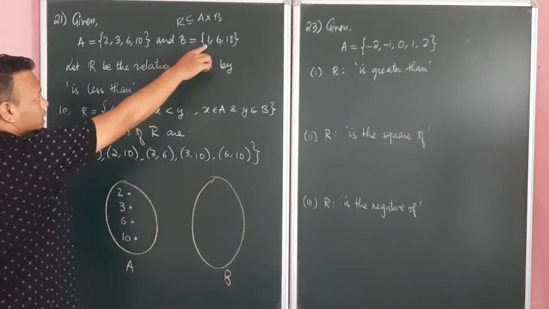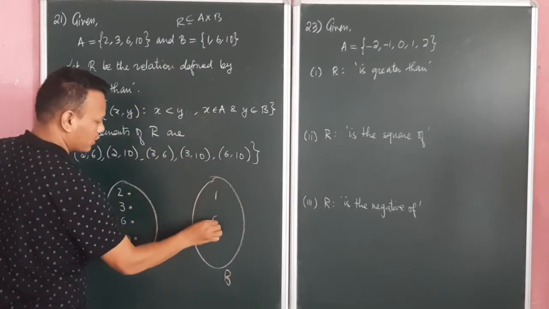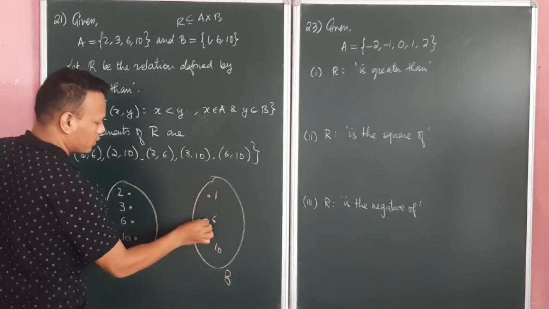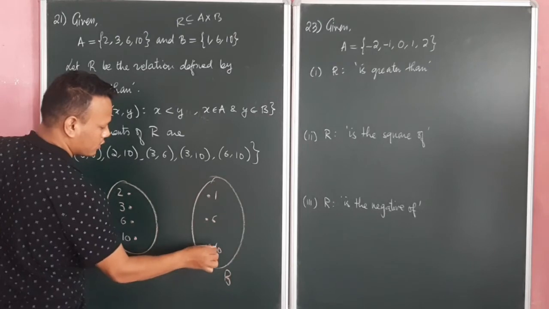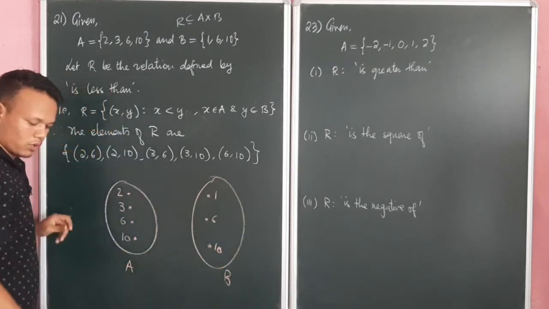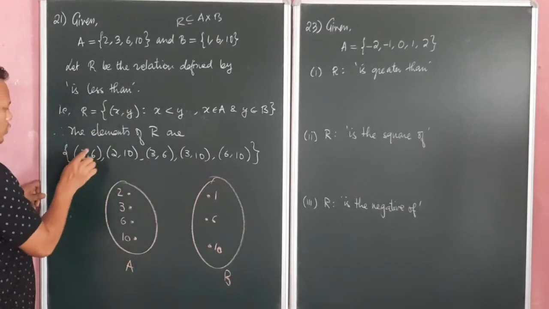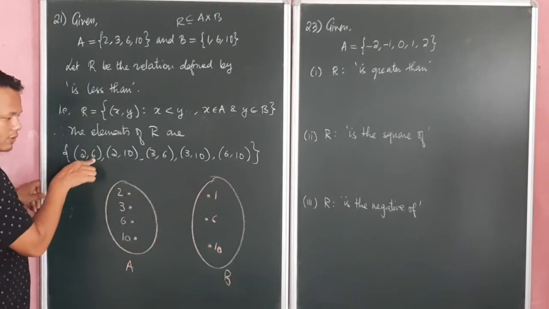Next, in B we have got 1, 6 and 10. So this is 1, this is 6 and this is 10. Alright. Now what is happening? Let's see here. So 2 is mapped with 6.